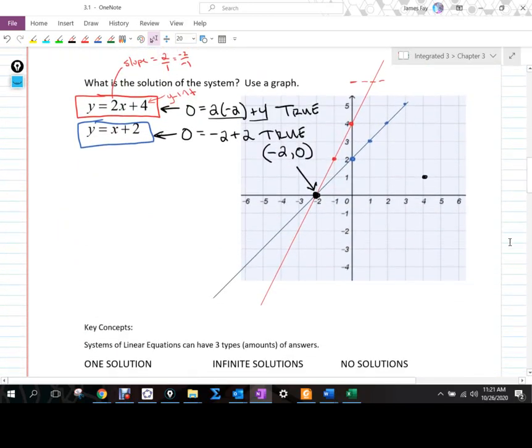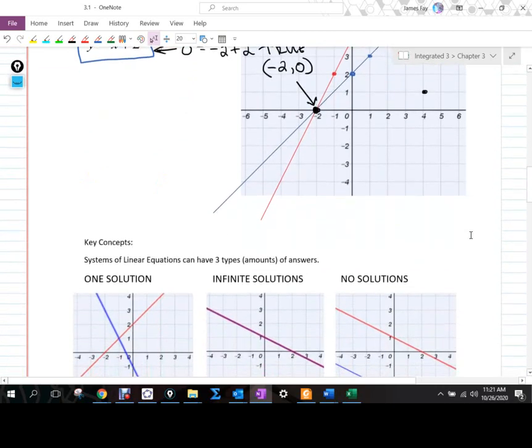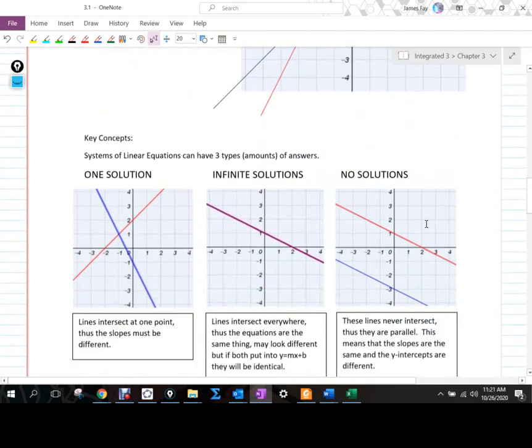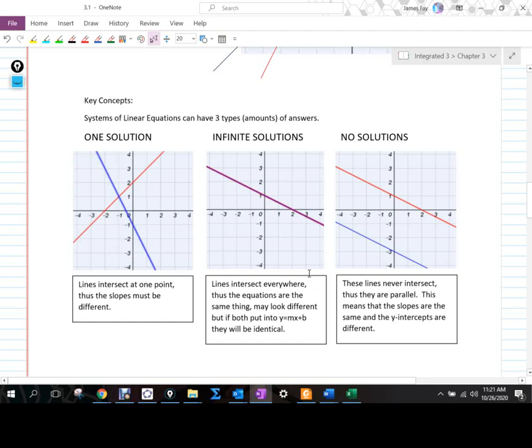Okay, so when we have two lines, whenever I give you two lines, there's actually three different solutions that can exist. Okay, the one solution that we just saw, the example we just saw, is the most common. Okay, probably 95% of the questions that you get are going to be that type. Okay, which is the one solution that we see there in that first graph.